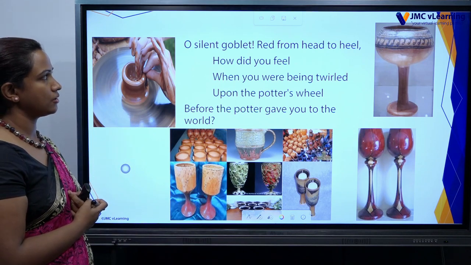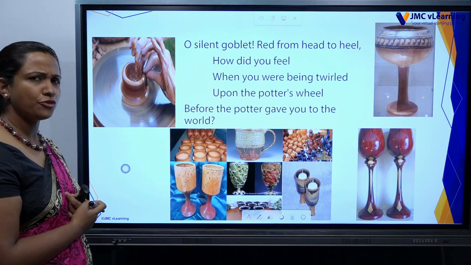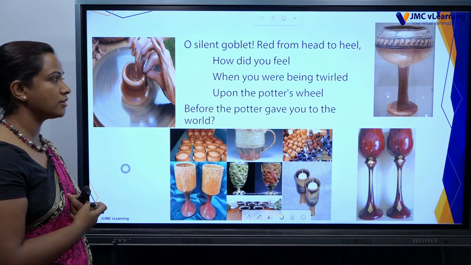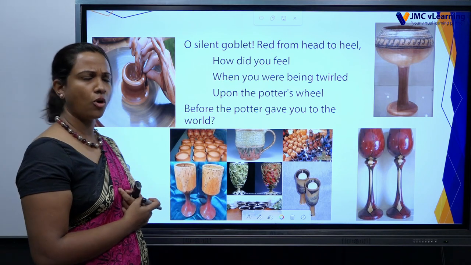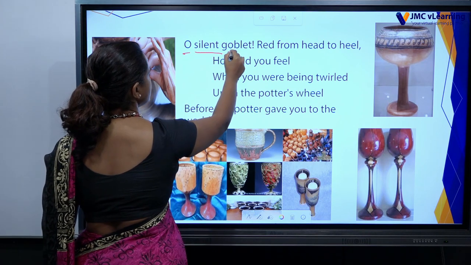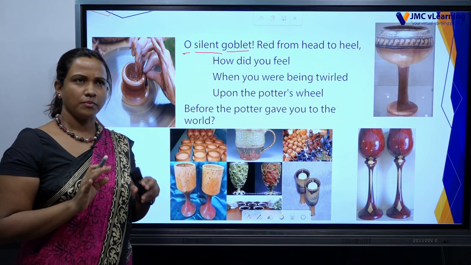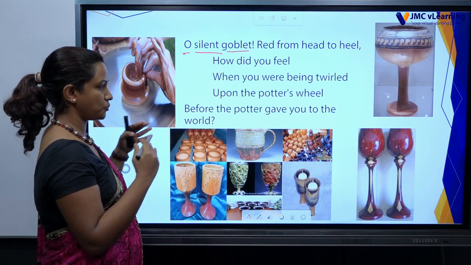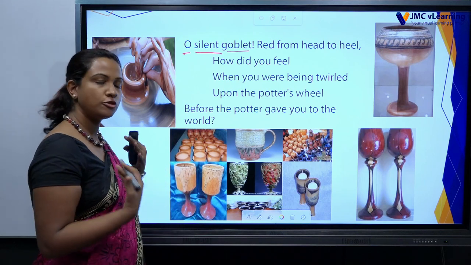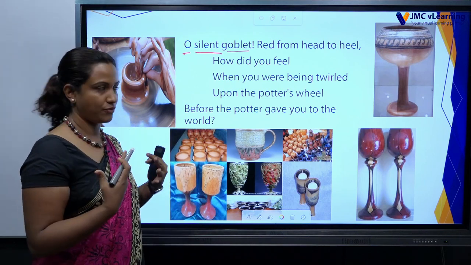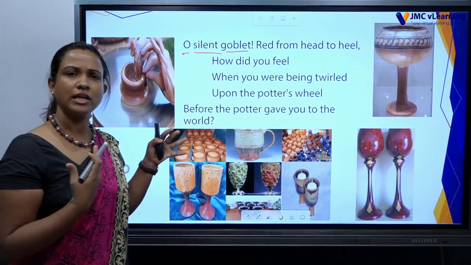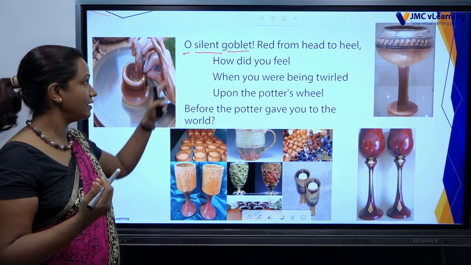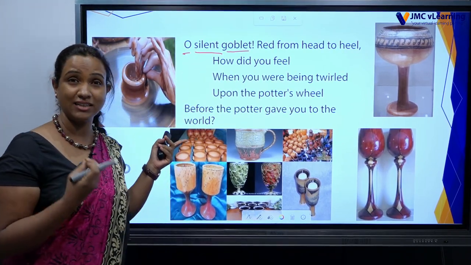Oh, silent goblet, red from head to heel, how did you feel when you were being twirled upon the potter's wheel, before the potter gave you to the world? He says, oh, silent goblet. The poet has given a life to this goblet, because it needs to speak about its feelings. In order to speak about its feelings, it needs to have a life. So he says, silent goblet. When do you really become silent in your life? When you are worried, when you are sad. Just like that, it's a silent goblet. So the goblet is feeling sad.